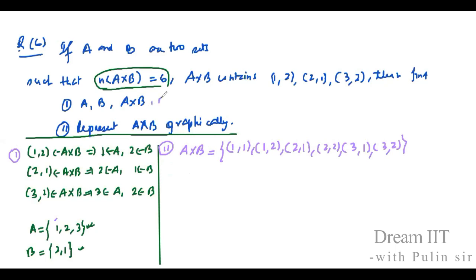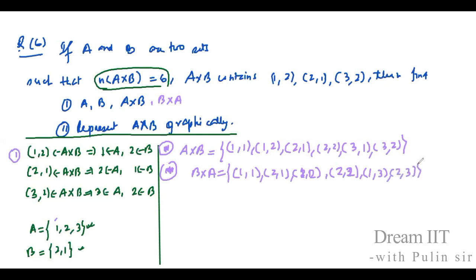Maybe they will ask you to find B cross A also, right? Sorry, this is not the second part, this is the third part. So B cross A: once you find A cross B, you do not need to take tension to find B cross A. Simply reverse the places of all the elements. No need to even see the sets. This will be 1 comma 2, it is 2 comma 2. So 2 comma 2 will be 2 comma 2 only. It is 1 comma 3, and then this is 2 comma 3. Right? So likewise you can do.